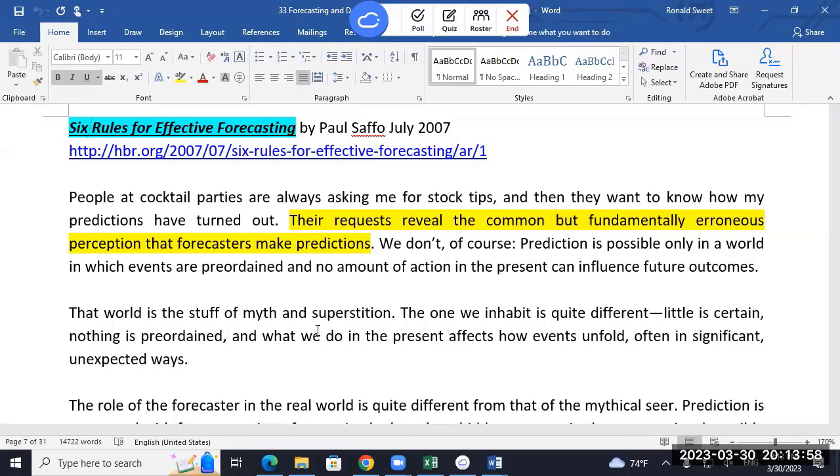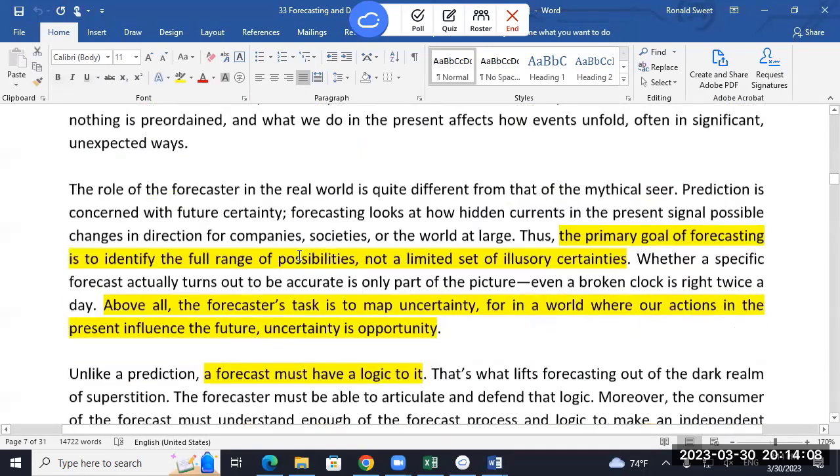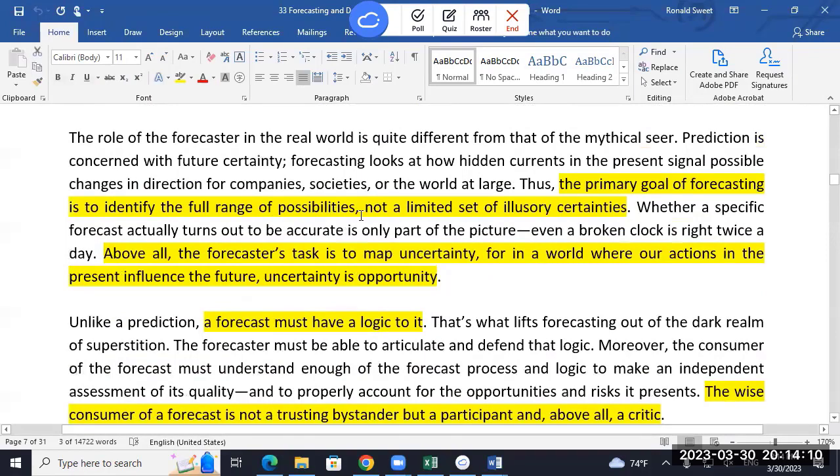Well, Annie Duke will give us even better insights. But there are common but fundamentally erroneous perceptions that forecasters make predictions. We're going to talk some more about this. What forecasters are actually going to do is give you the distribution. I'm a strong believer in this. The purpose of a forecast is not to predict the future. The purpose of the forecast is to try to estimate the distribution of the future. And that's what you're trying to do.